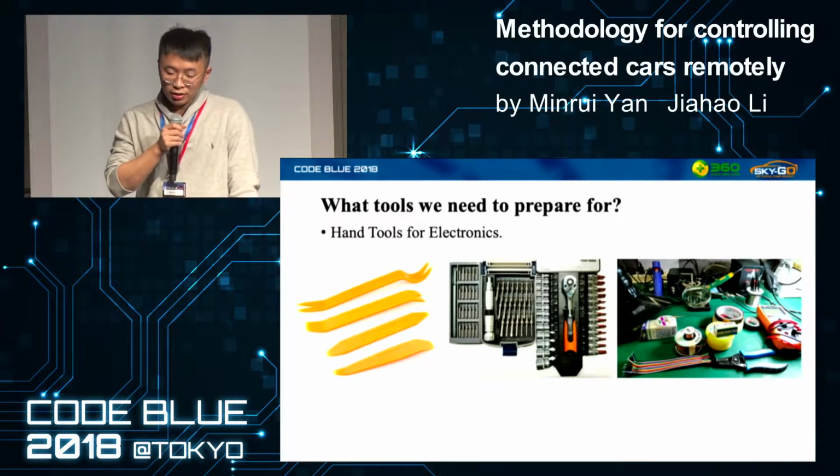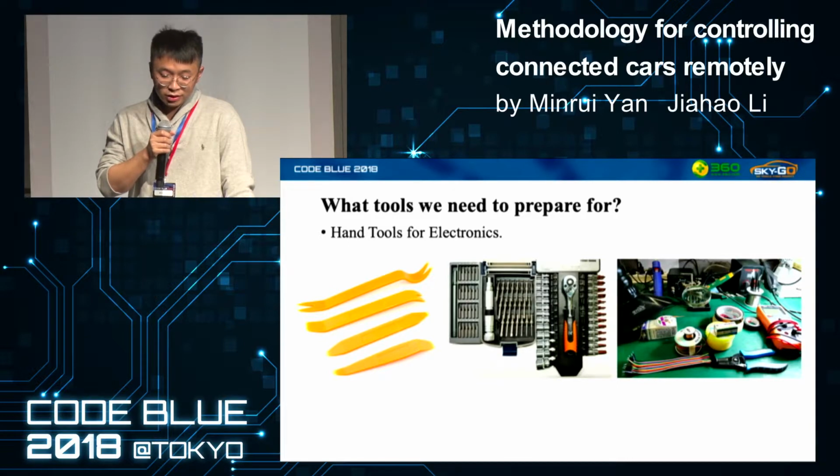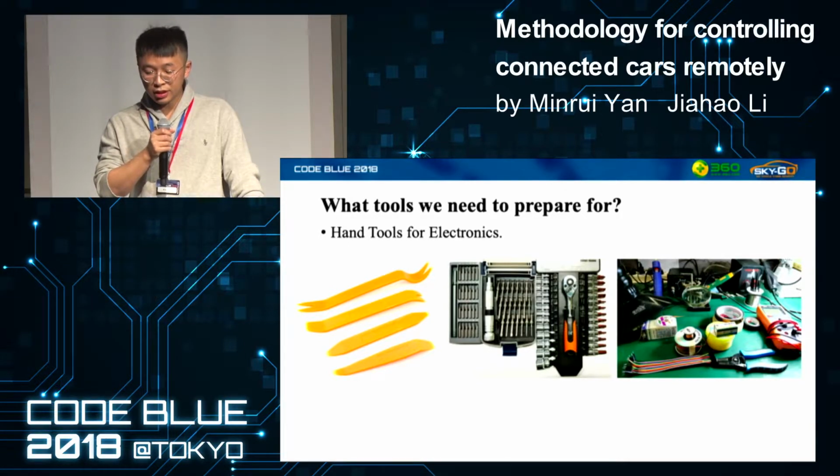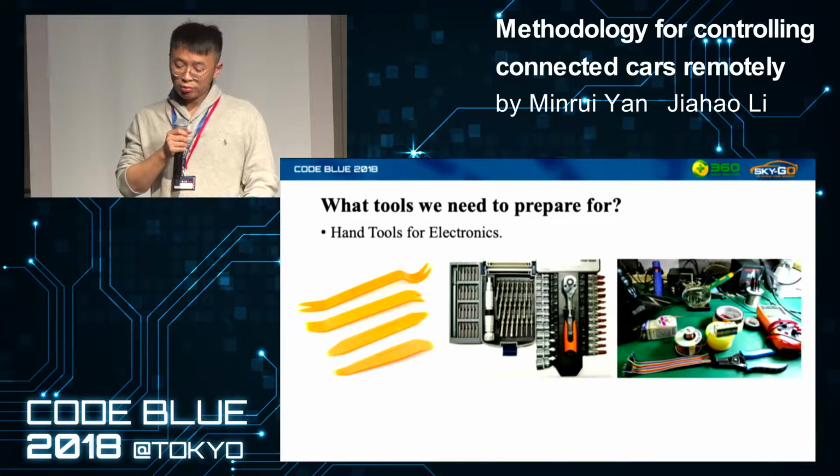We need to prepare these tools to disassemble car parts and PCBs, such as anti-static tweezers, a digital multimeter, a cutter, stripper tools, a soldering station, a pry tool, and so on. These tools will cost about 1,000 bucks.